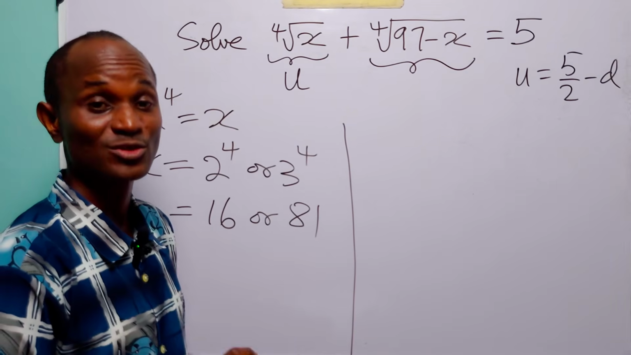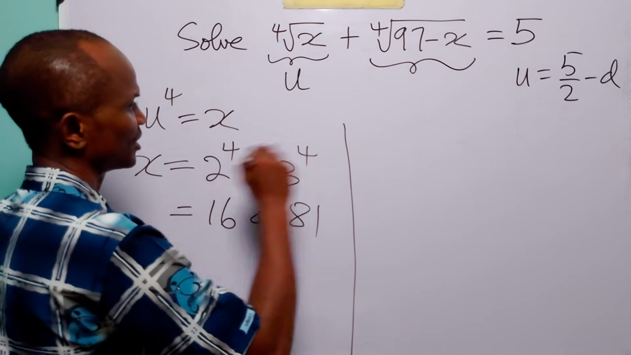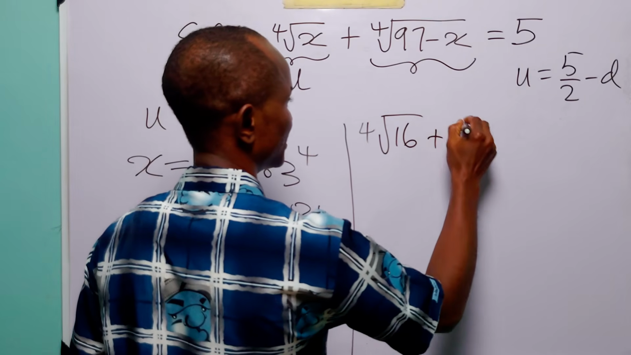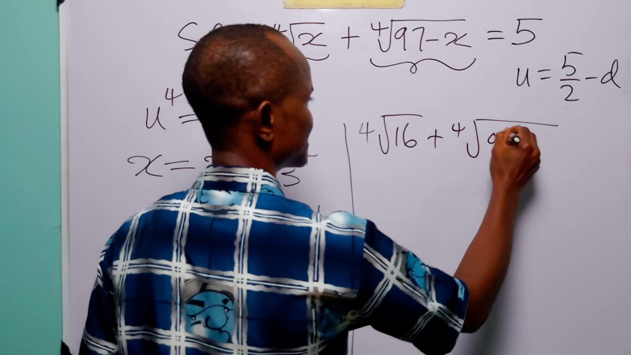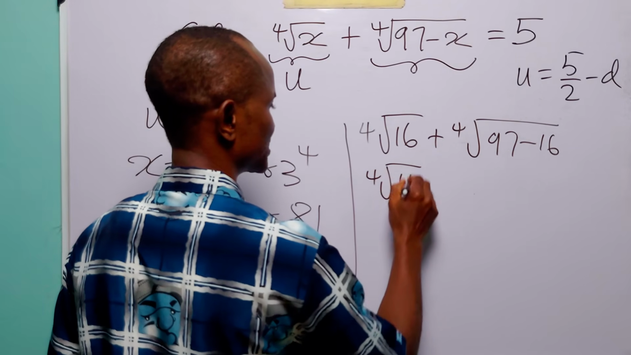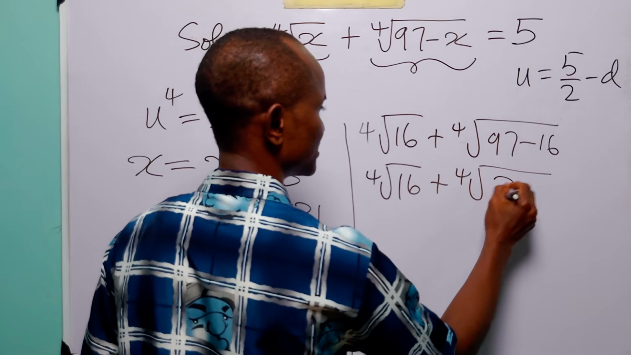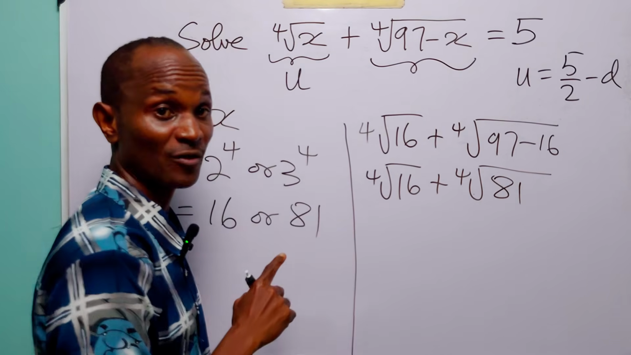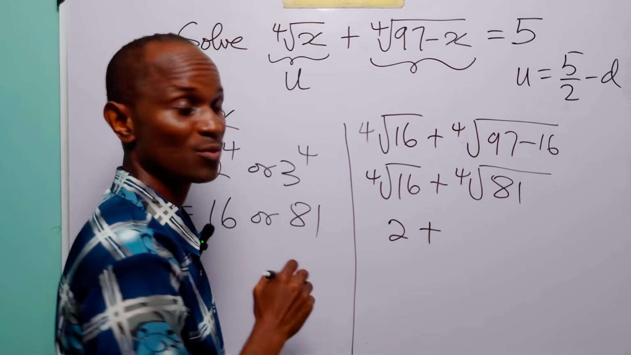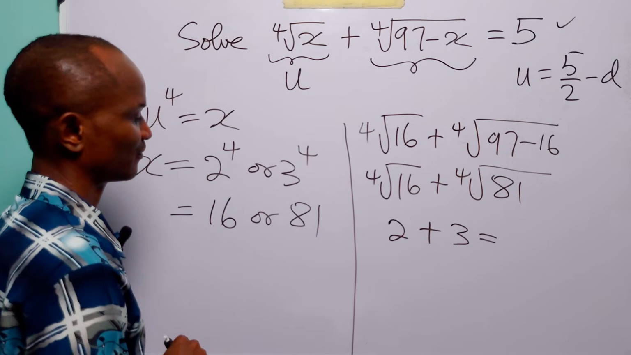And of course, it's very easy to check these answers. When x is equal to 16, this equation becomes the fourth root of 16 plus the fourth root of 97 minus 16. This is the fourth root of 16 plus the fourth root of 81. The fourth root of 16, of course, is 2, and the fourth root of 81 is 3. 2 plus 3 is equal to 5.